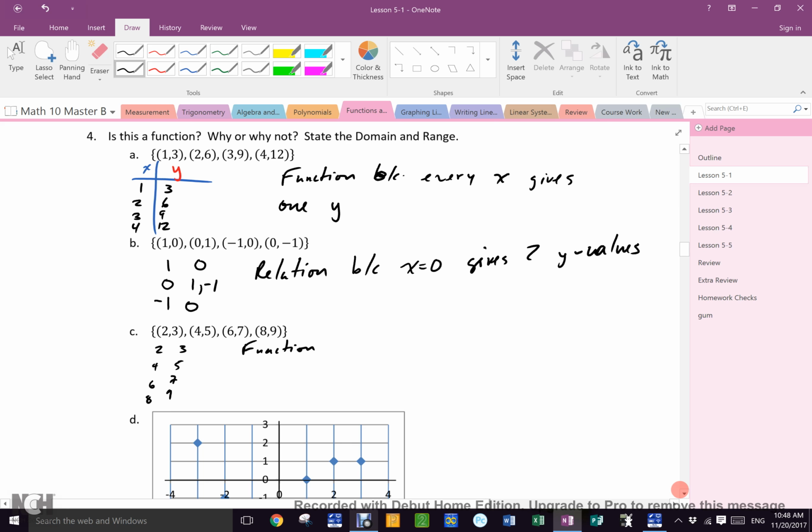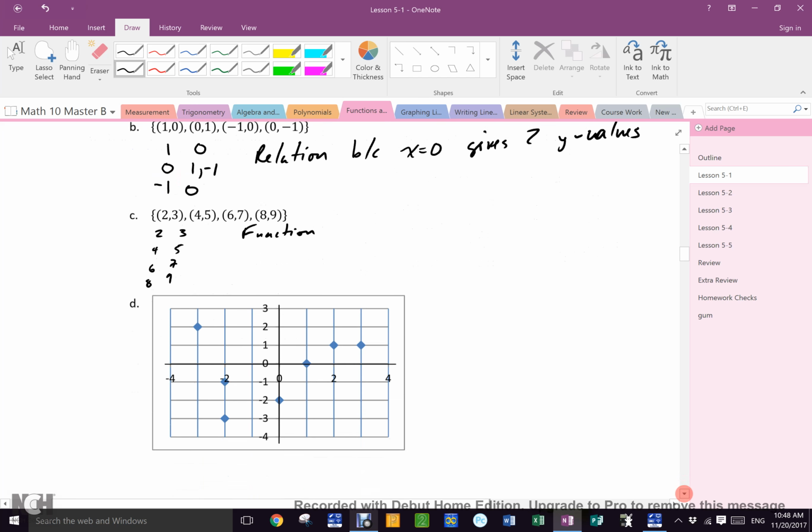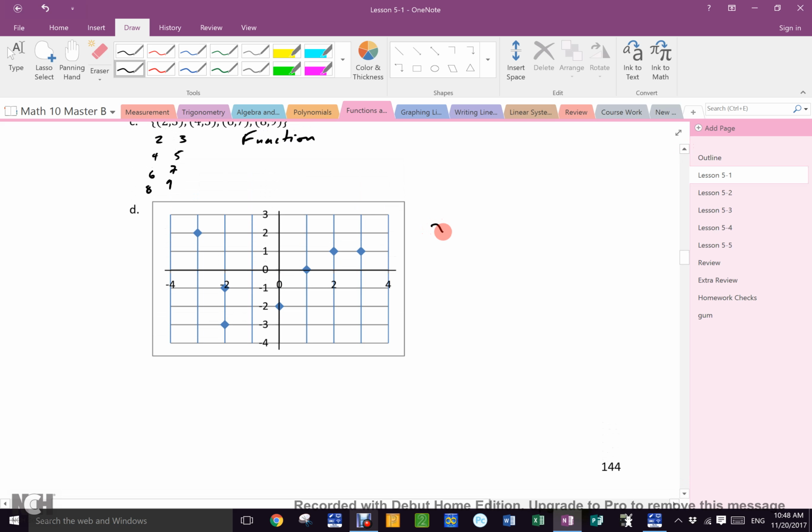What's different about D? It's actually on a graph. So where do I get my x and y values from? From the graph. What are my x values? What's this x value? -3. What's this one? Actually, I guess we should do the y value there. What's the y value there? 2. What's the x value there? -2.